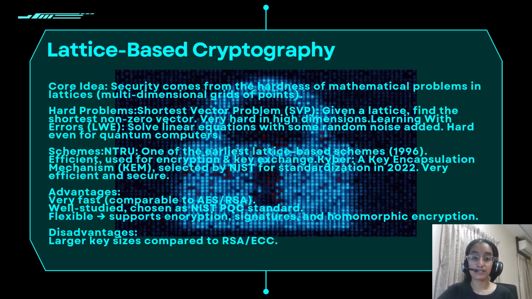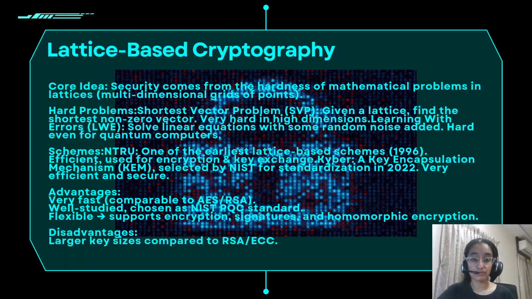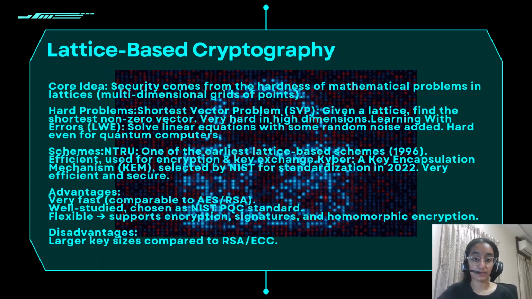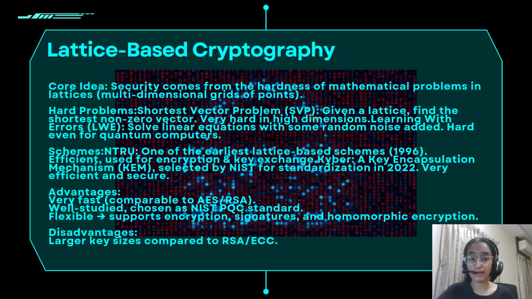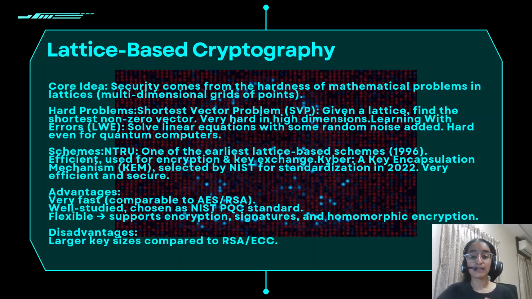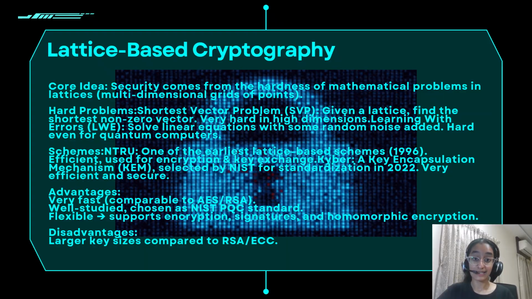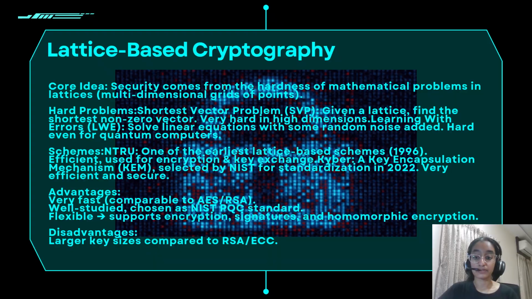Advantages: it is very fast, and it's well studied. Researchers have been testing it for over 25 years, and the chosen standard is also very good. It is flexible. Disadvantages are larger key sizes. For RSA, it's a few kilobytes. In ECC, it's even smaller. But lattice based keys are typically a few kilobytes or tens of kilobytes. Still larger than ECC, but it's practical for modern computers.